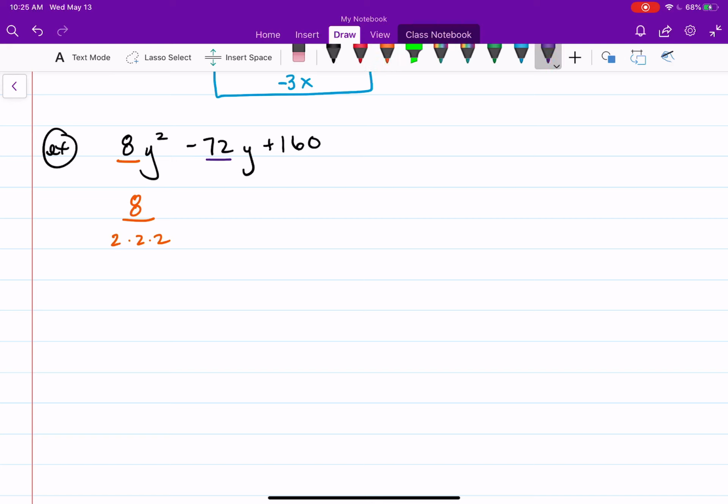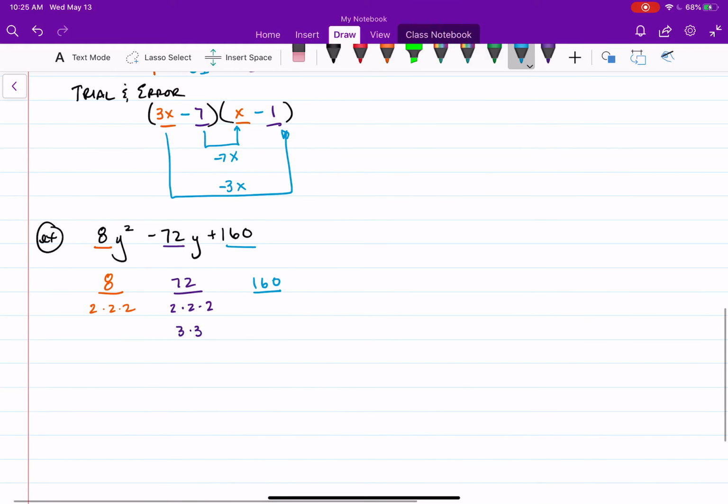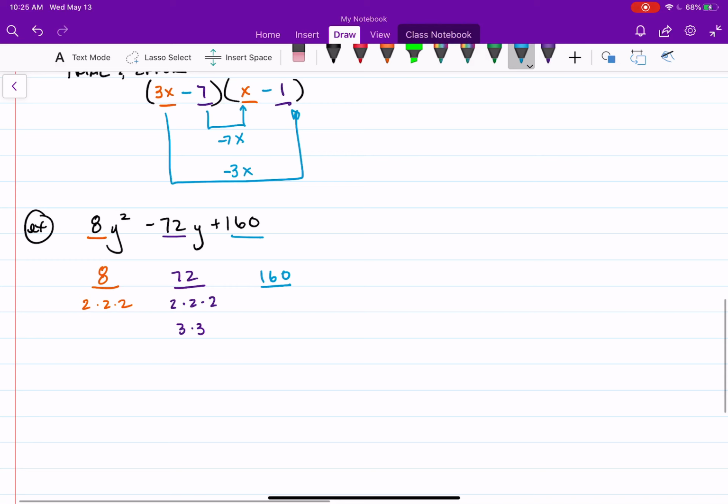What does 72 break down to? 72 breaks down to 2 times 2 times 2. Ooh, snuck a 3 in there. 2 times 3 times 3. Okay? And then the question is, what does 160 break down to? Oh boy. So we talked about this, right? If I don't know it, then I can do a factor tree.